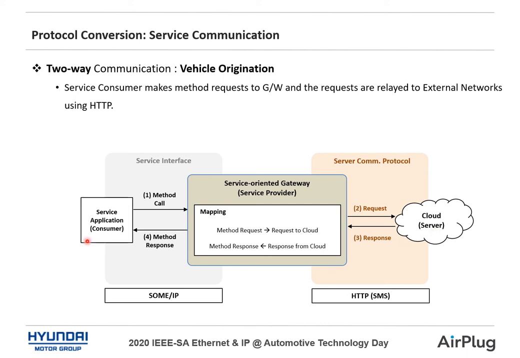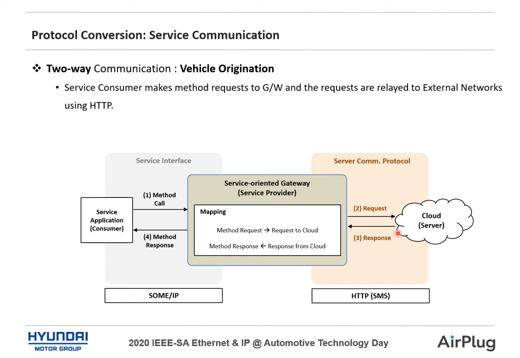A service consumer makes some SOME/IP-based method call to service provider, which is the service-oriented gateway. Then the service-oriented gateway parses and checks this request, and if it is okay, then forwards this request to the corresponding server in the cloud. Here, HTTP over TCP/IP is used for application-level protocol. SMS might be used for fallback mechanism. If needed, the gateway may reformat the payload, which is arguments for the method call.